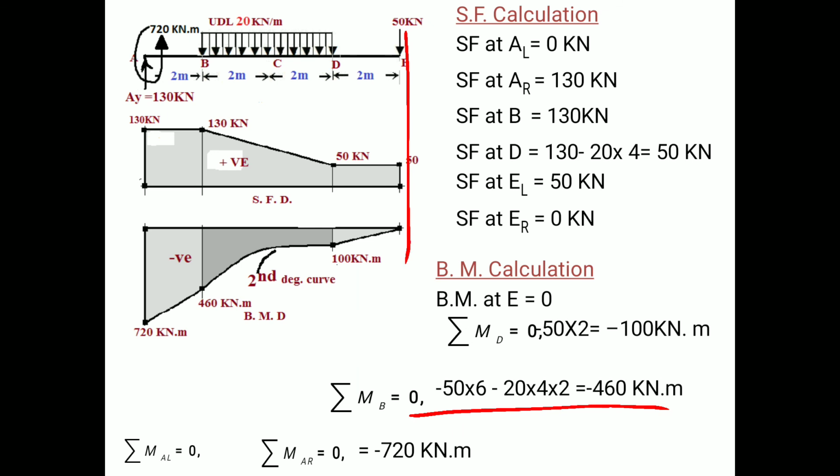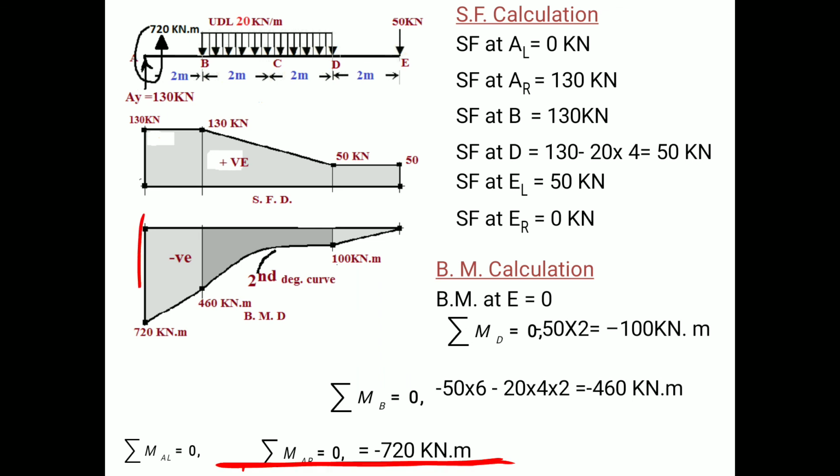From the given bending moment values, we are going to draw the bending moment diagram. So, bending moment at A is minus 720 kilonewton meter. So, it will go below the zero line, that is in the negative region. Now, at B, we have minus 460 kilonewton meter. So, we will join it by an inclined straight line.